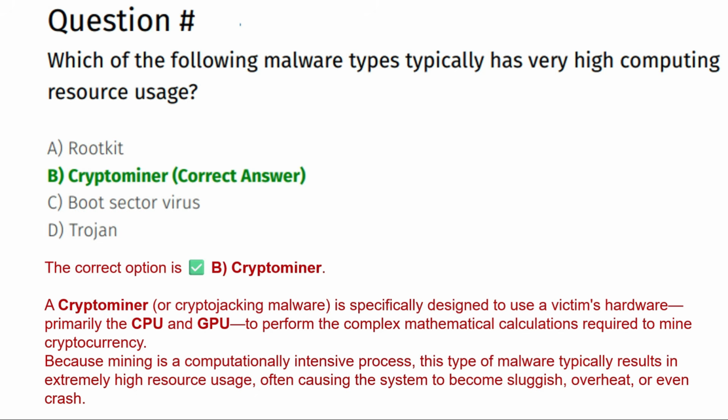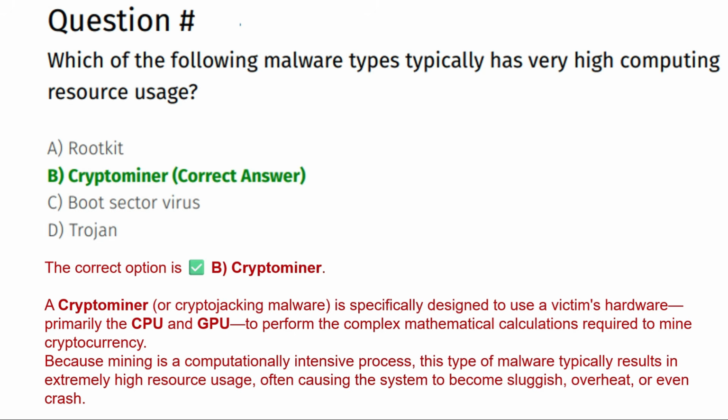The next question is, which of the following malware types typically has very high computing resource uses? Option A, rootkit, option B, cryptominer, option C, boot sector virus, option D, Trojan. And the correct answer for this question is option B, cryptominer. So let's check the explanation.